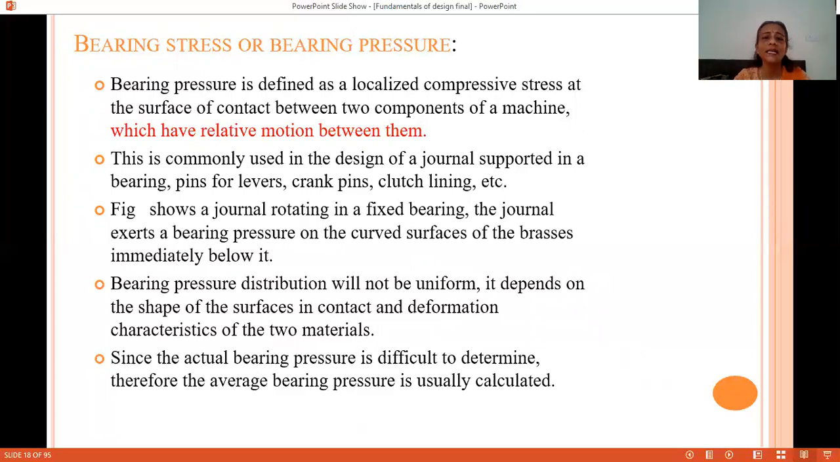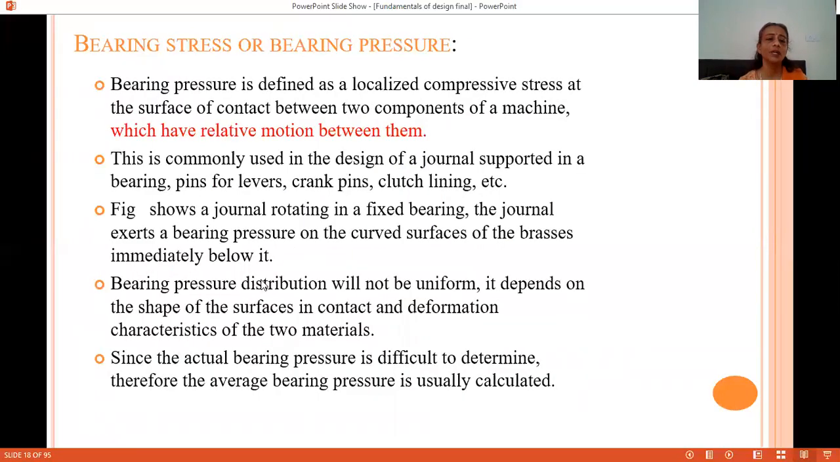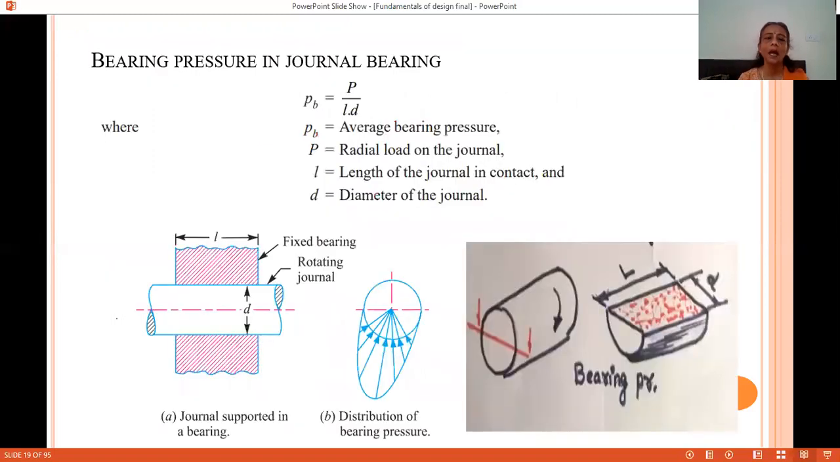So commonly we see this bearing pressure in the pins of levers, bearings, crank pins, clutch linings, etc. So we will see a figure which is there. In that figure, there is a shaft which is rotating in a bearing. Shaft is also known as a journal. We can see that whenever there is a bearing pressure, the pressure distribution is not uniform, correct? Pressure distribution will not be uniform, and that pressure distribution depends on the surfaces in contact, and it also depends on the deformation characteristic of the material.